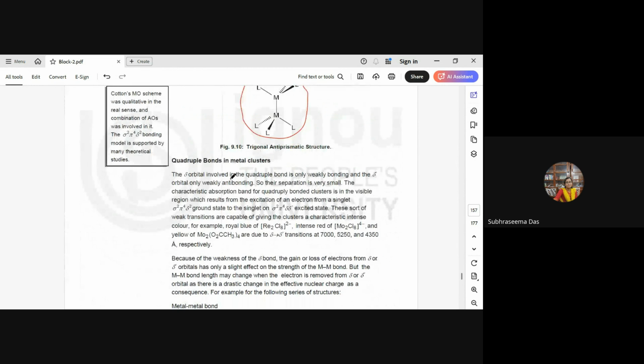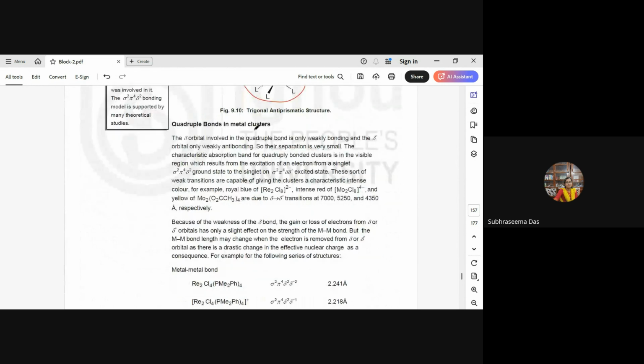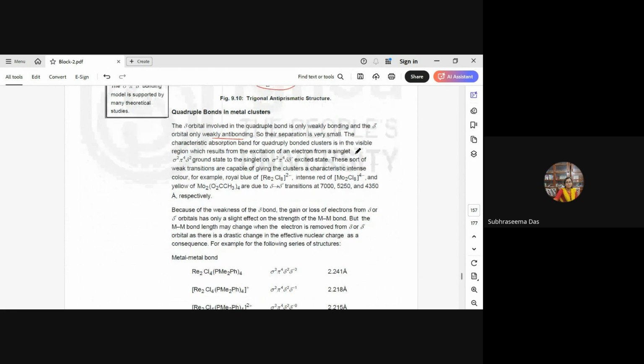Then coming to quadruple bonds in metal clusters. The delta orbital involved in the quadruple bond is weakly bonding, and the delta star orbital is weakly antibonding. Since they are very weakly bonding, the separation or energy gap is very small. The characteristic absorption band for quadruply bonded clusters results from the excitation of an electron from a singlet ground state to a singlet excited state. These transitions give color to particular clusters. Re2Cl8 has a royal blue color, and Mo2Cl8 has an intense red color.